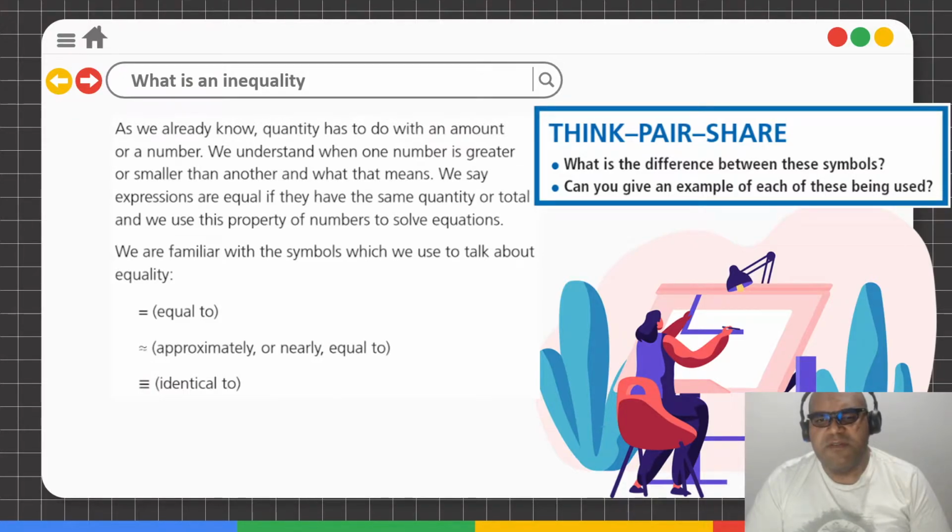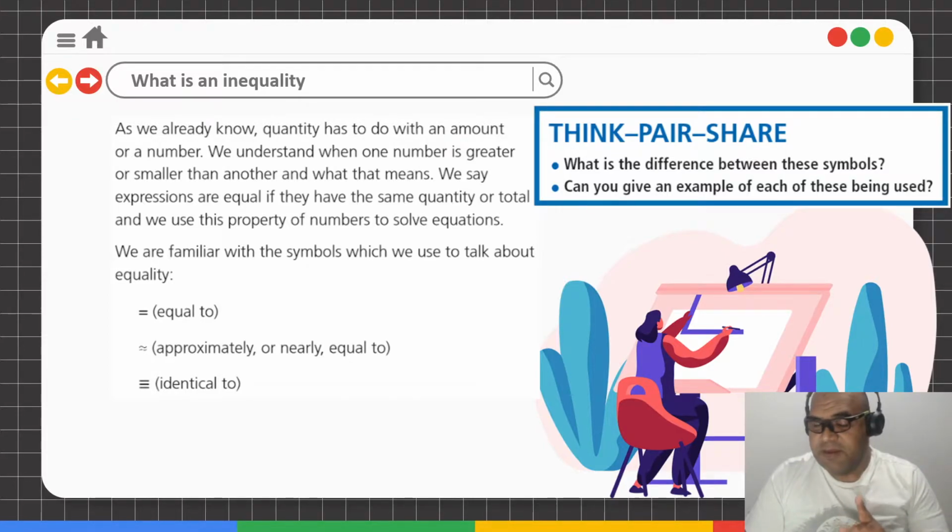Think about it with your friend. Let's think about an example. When do we use equal to, nearly equal to, and identical to? Great. Pause the video now. Great, guys. I hope you discussed these.